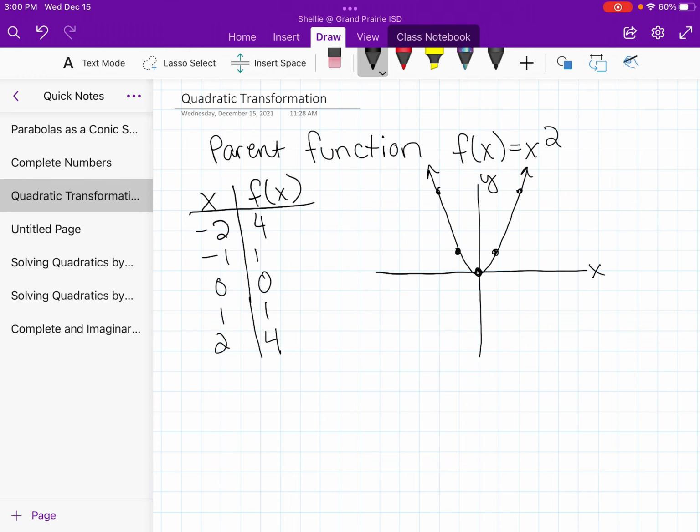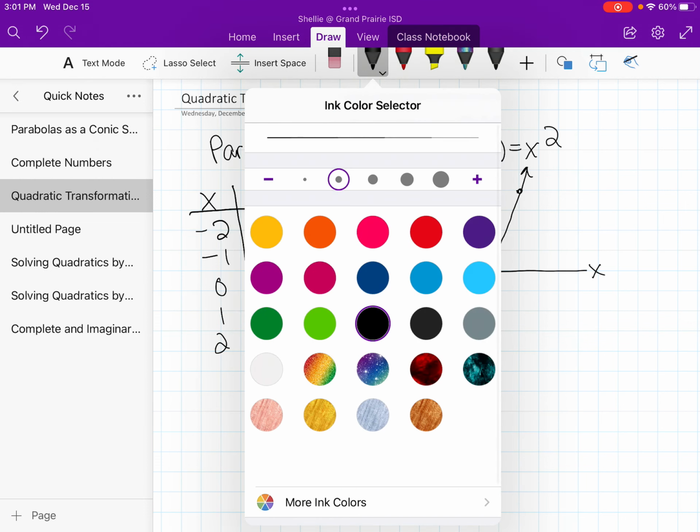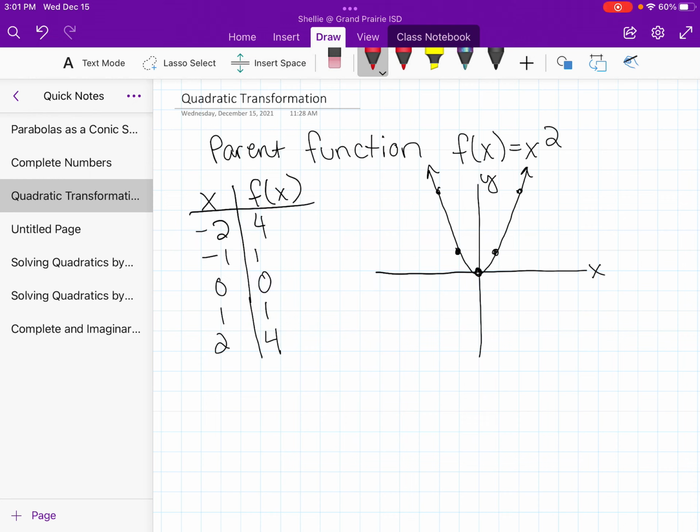So there are some critical points, and I do want to bring those to your attention. I'm going to change the color real quick. So these are your critical points. They're the points that you're looking for no matter what kind of parabola you're looking at. The one thing you always want to look for is the vertex. In the parent function, the vertex is going to be at 0, 0. So this is going to be your vertex.